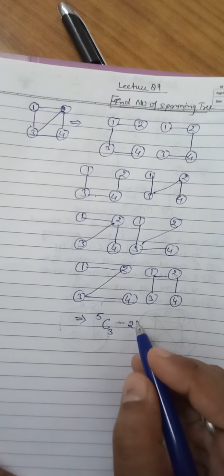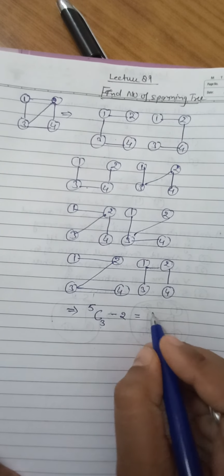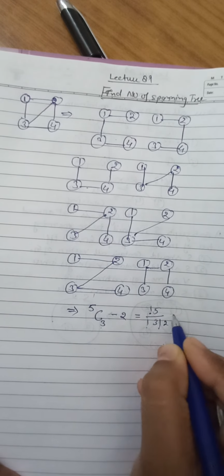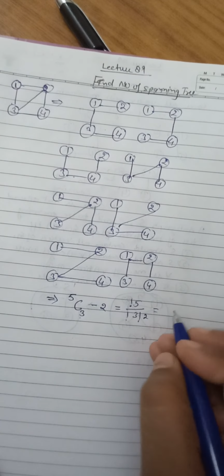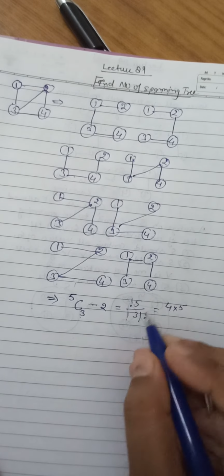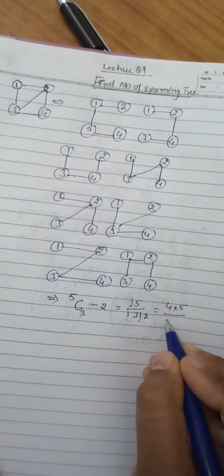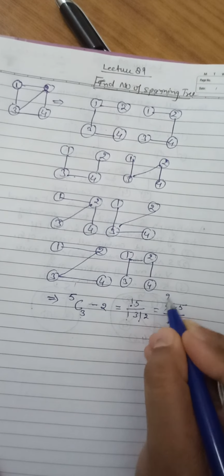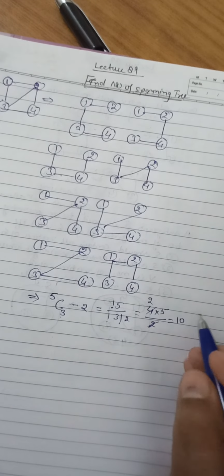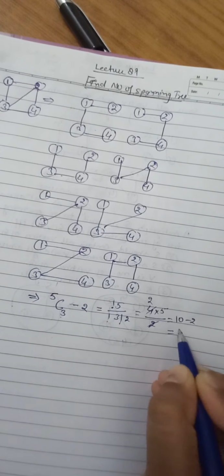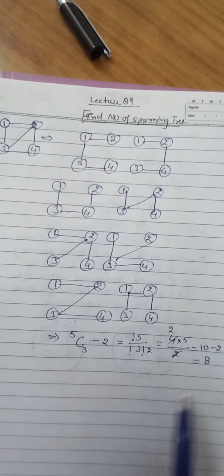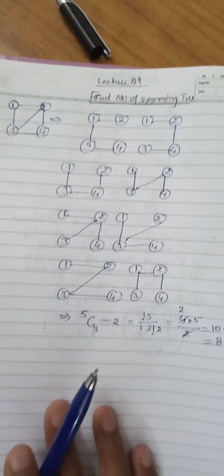So if we calculate it, we'll get factorial 5 over factorial 3 times factorial 2. So what will we get? 4 into 5, the 3 factorial will be cancelled, so we are not writing it, and 2. So total 10, and minus 2, so it is equal to 8. So here also we get 8. In this way, this is the formula we can use to calculate.